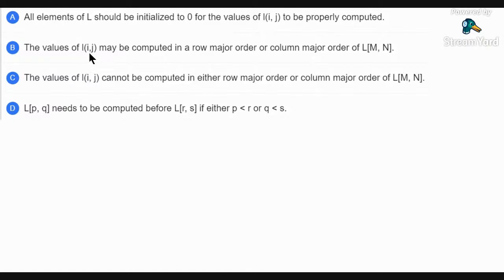The values of Lij, which is nothing but that computational matrix, may be computed in the row major order or column major order, of Lmn, where m is the number of elements in the first string and n is the number of elements in the second string.